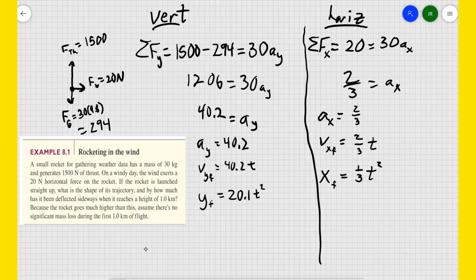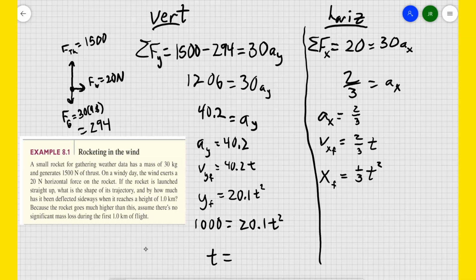Is there one of those that may be known? And it actually is, because look, the question said, how much has it been deflected sideways when it reaches a height of 1 kilometer? So there's my vertical position that I can plug into y, 1 kilometer. Now don't plug in 1, that's the tricky part, right? Because it's talking about kilometers where we are dealing with meters in these equations. So I'm not plugging 1, I'm going to plug in 1,000 for y final, and then do a little algebra, divide by 20.1, take the square root, and we can find the time that way.